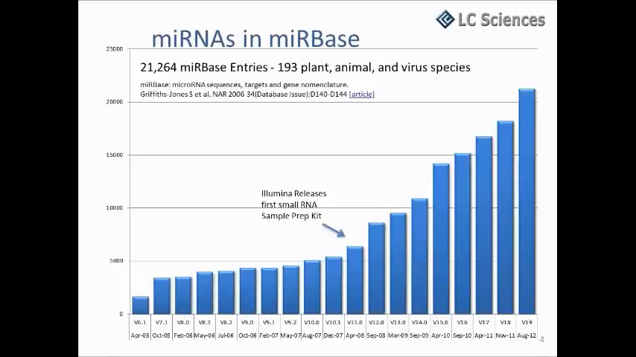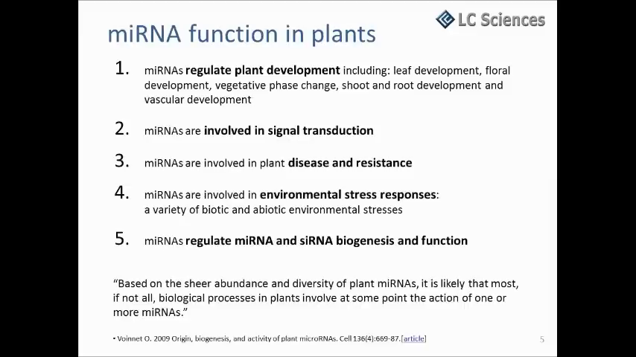The well-known microRNA database is miRBase. After Illumina released the first small RNA sample preparation kit, we could use high-throughput sequencing for novel microRNA identification or discovery, and we saw a spike in microRNA discovery. Right now we are using miRBase version 19, which contains about 20,000 microRNA entries, including plant, animal, and various other species.